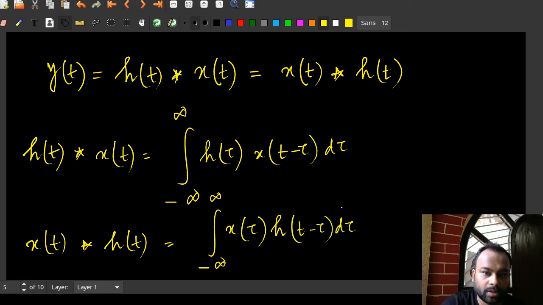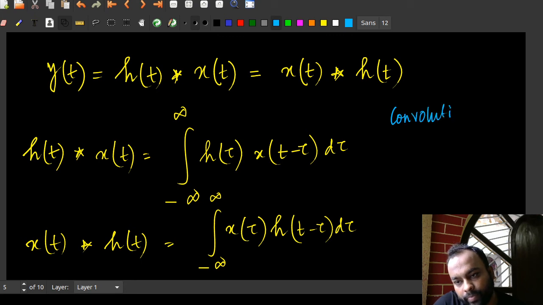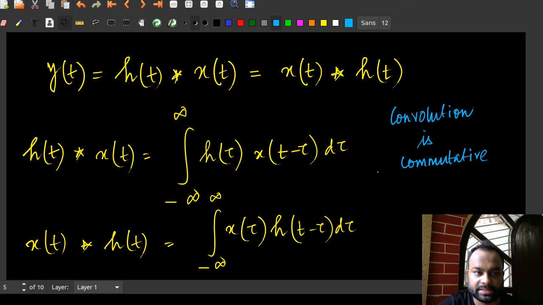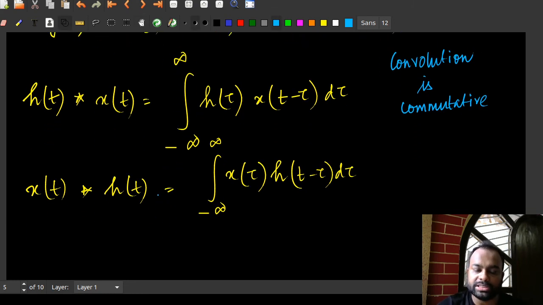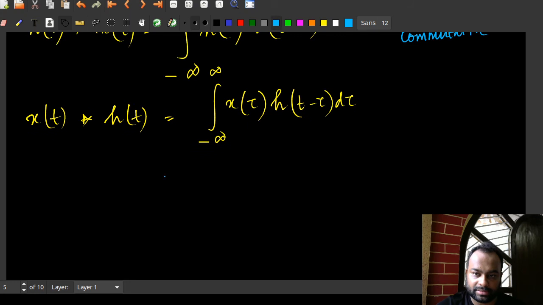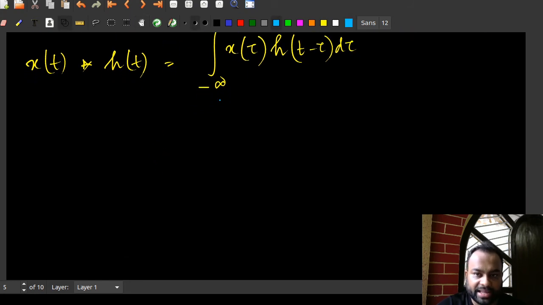Right? So these two are identical in nature. So what I'm saying is that convolution is commutative. But that's the mathematical way of saying things. What is the engineering way of saying this? The idea that convolution is commutative is mathematical, right? But what is the physical significance of that?